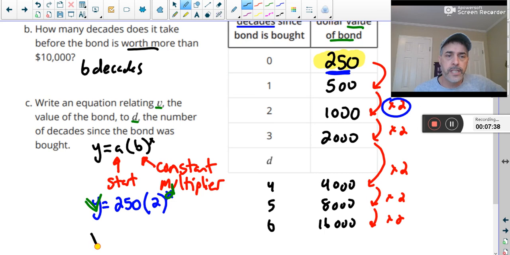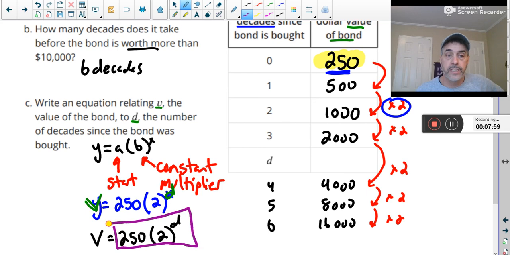I'm going to rewrite this simply with V. The value of the bond is the $250 times the number of doublings it takes depending on which decade you want. Okay, so what does this D mean? This D simply means that it wants me to write this expression over here. It's 250 times 2 to the D power.